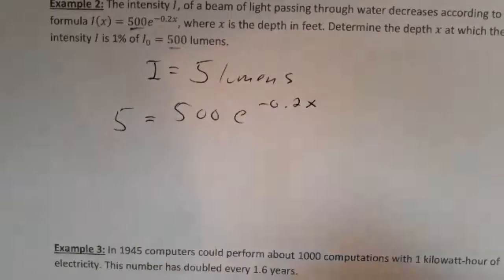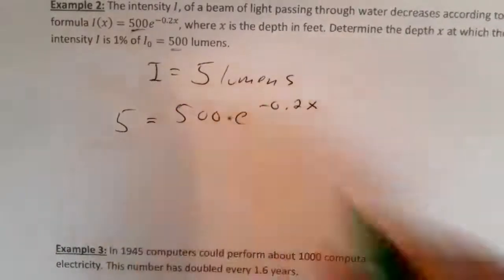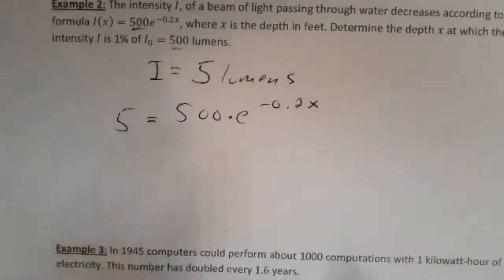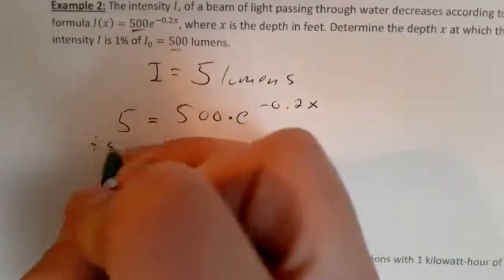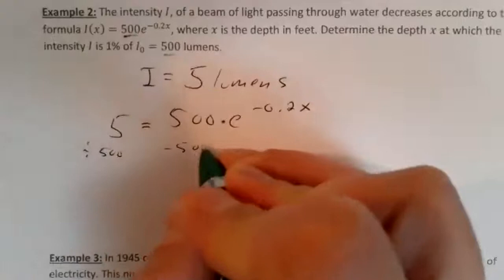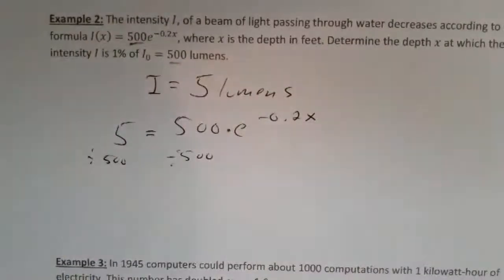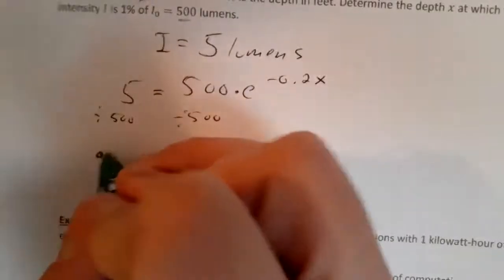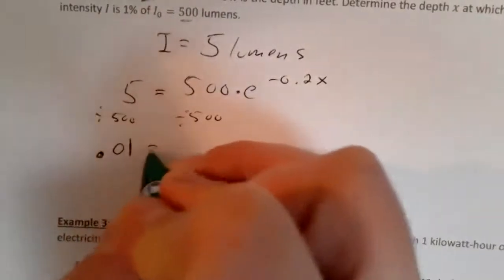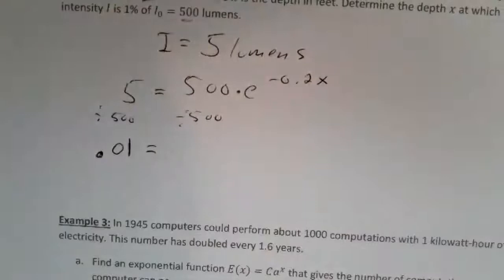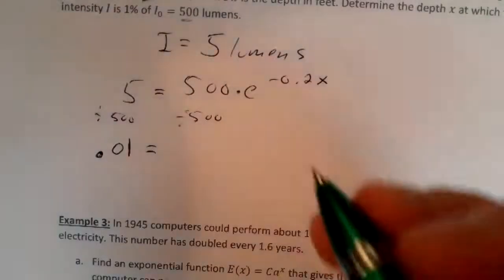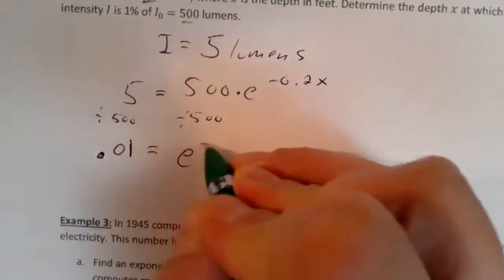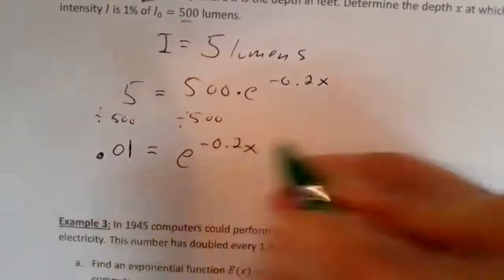And so if we want to get this guy by himself, he's being multiplied by 500. And so if we want to undo a multiply by 500, we have to divide each side by 500. And 5 divided by 500, there's a few ways I can write that. But that's 0.01. This is just 1 now. So we have 1 e to the minus 0.2x.